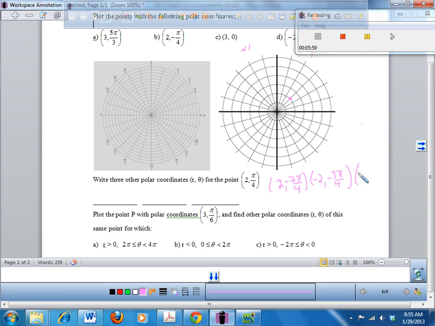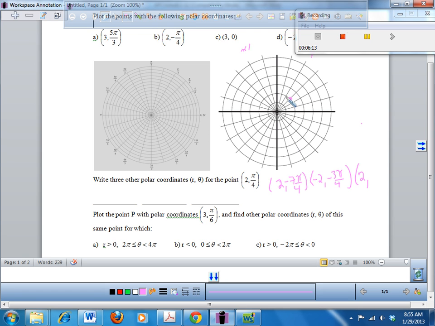Right, because you could go back 2 and then rotate in the negative direction, 3 pi over 4. Or I could go out 2, and then I could go all the way around the circle twice. Yes, sir. Oh, I was going to ask if you could have it be -2, -11 pi.